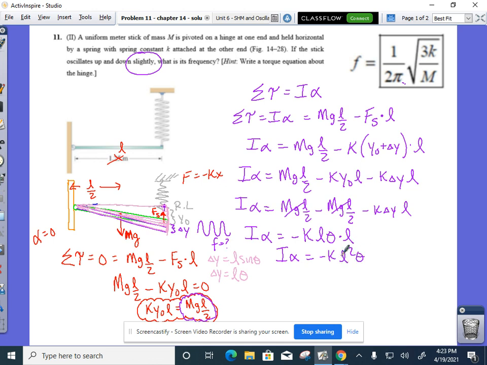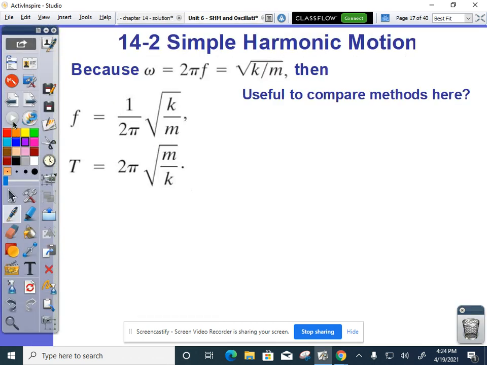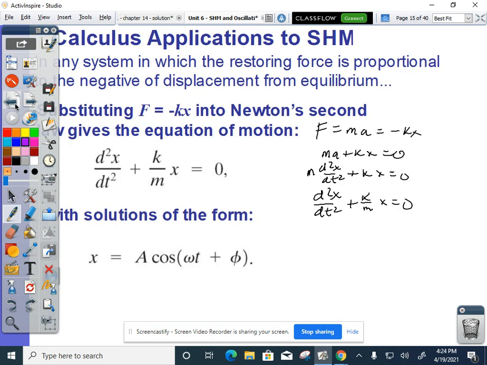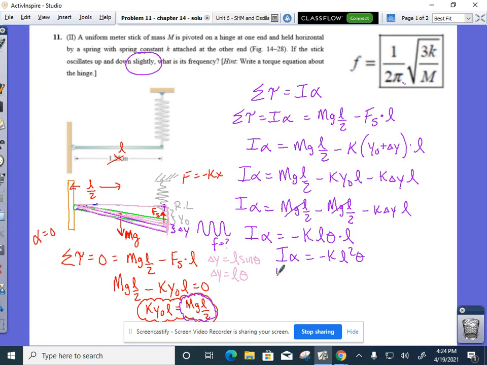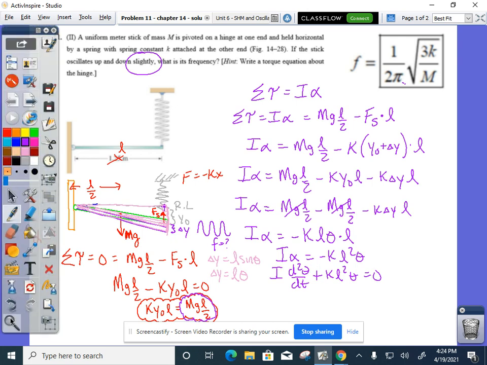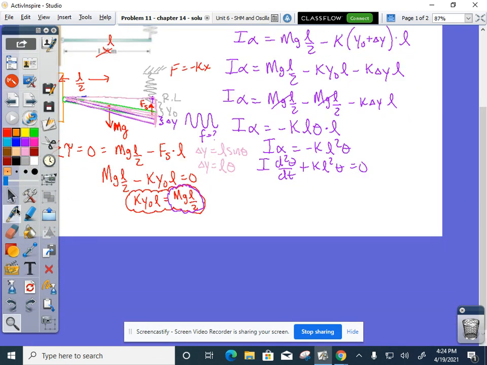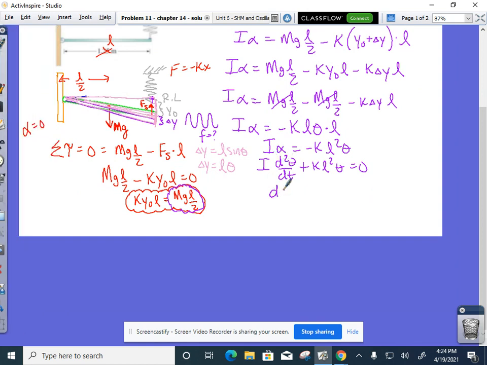Okay, now still doesn't look like much, but let's remember when we went back to this thing here that we had to write a second order differential equation to get us to the point where we're going to come up with our solution. So we can do the same thing here with alpha. I can write that as I times the second derivative of theta with respect to time. Bring that over to the other side. I get plus k L squared theta is equal to 0. And just like we did before, we like to have this first term have a coefficient of 1. So let's divide everything out by I.